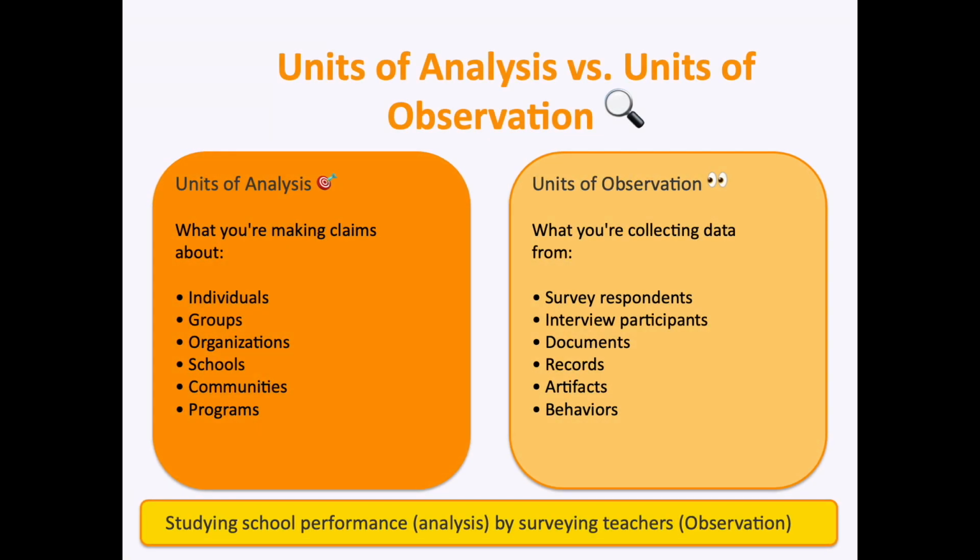Critical distinction. Units of analysis are what you make claims about. Individuals, organizations, schools. Units of observation are what you collect data from. Survey respondents, documents, records. Example, studying school performance by surveying teachers. Schools are analysis units. Teachers are observation units. This clarity guides sampling design and interpretation.